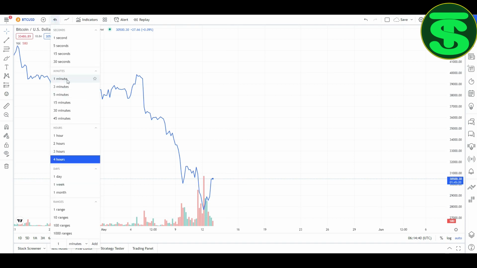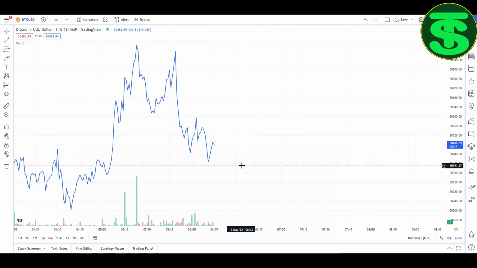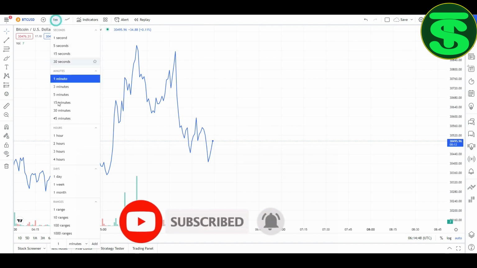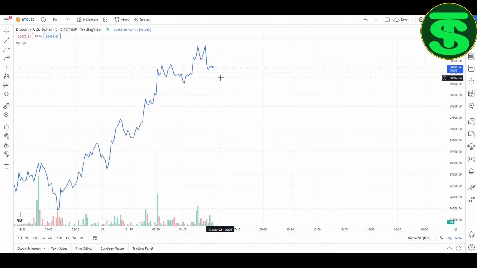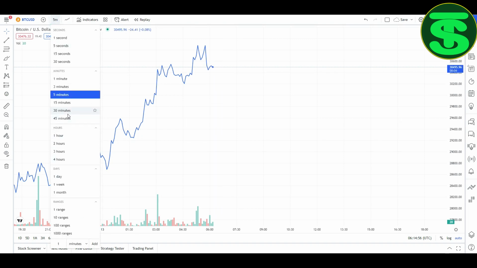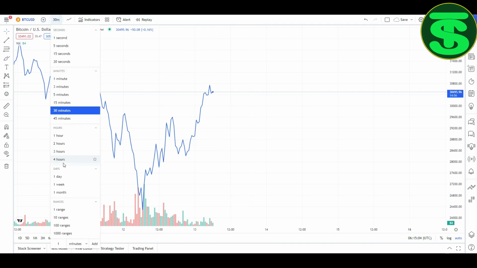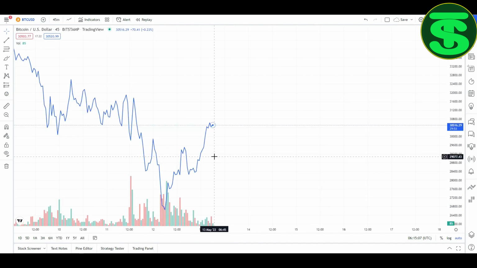So if I go to the 1 minute chart, you can see more clearly this graph is also going up. If I go to the 5 minute chart, this graph is also going up. If I go to the 30 minute chart, this graph is also going up. On the 45 minute chart, you can see this graph is also going up. So it's so clear the market must be going up.